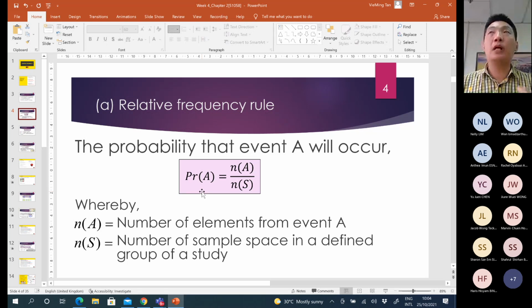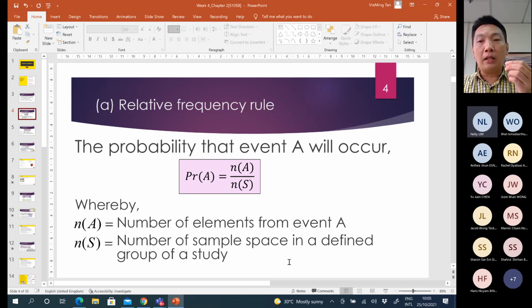So what is the formula to calculate the probability? The formula is like this: n(A) divided by n(S). You may find that there are two layers, right? The numerator refers to the number of elements from event A, and the denominator n(S) refers to the number of elements in the overall sample space in a defined group of study. You may now have a doubt: what is the meaning of sample space, or what is the meaning of element here? Let us try one example later on.